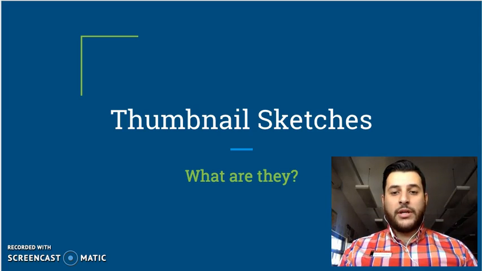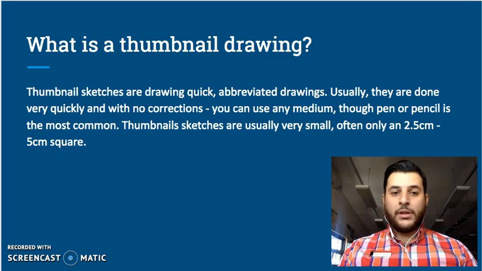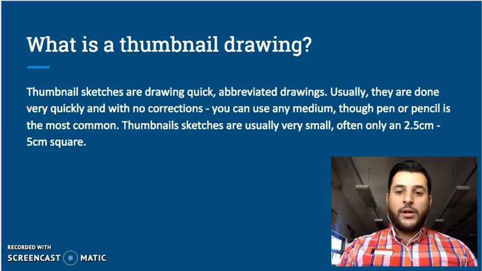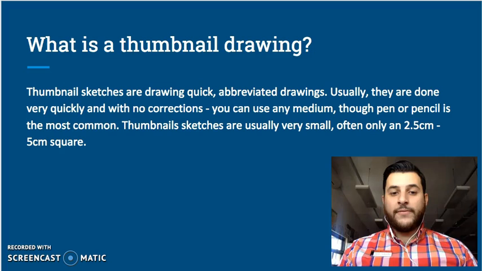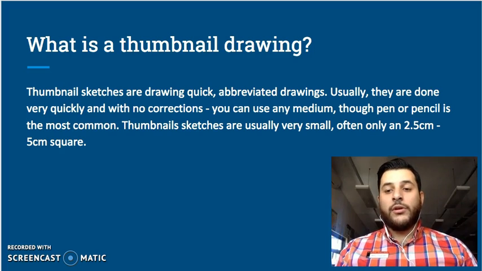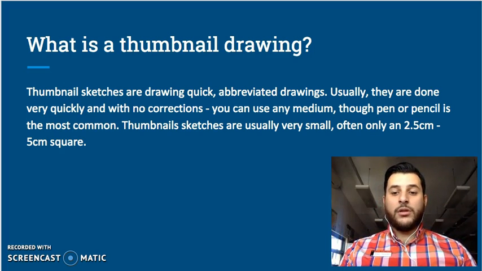What we're going to be doing today is thumbnail sketching. And you might ask, what are they? Well, thumbnail sketches are quick, abbreviated drawings. Usually they are done very quickly with no corrections. You can use any medium, so you can use a pencil or pen, and they're the most common. Thumbnail sketches are usually very small, often only around 2.5 to 5 centimeters square.